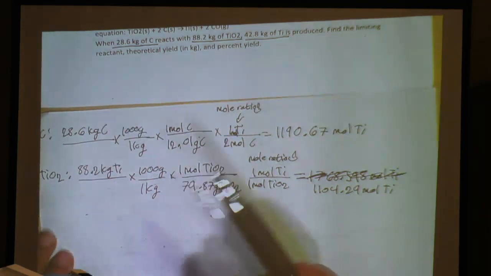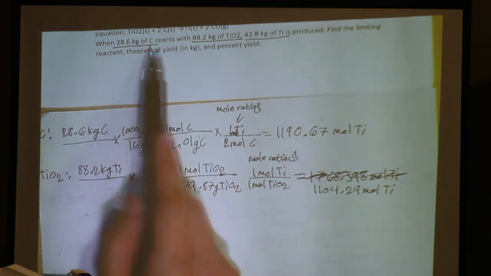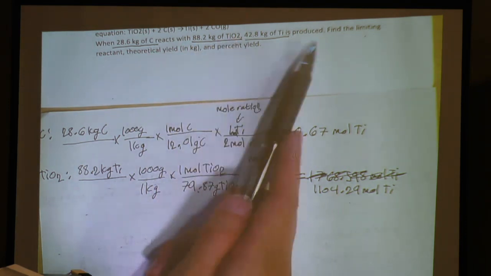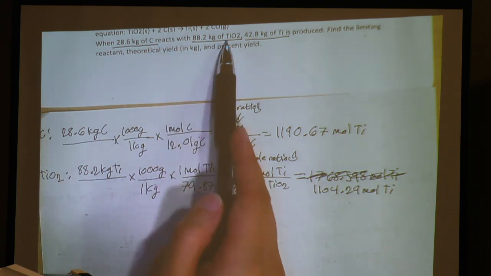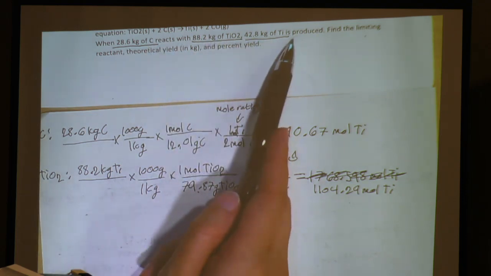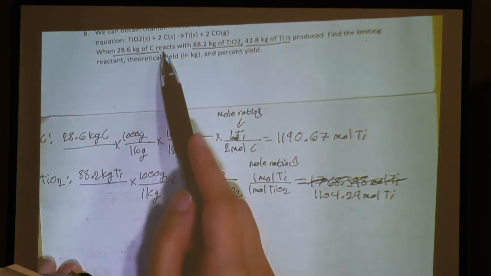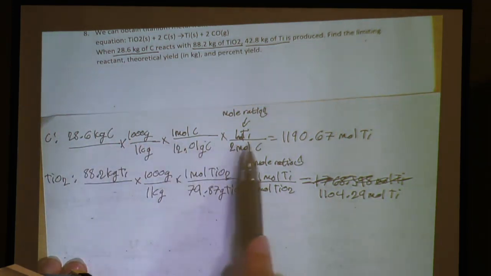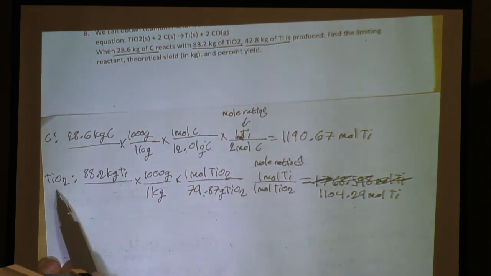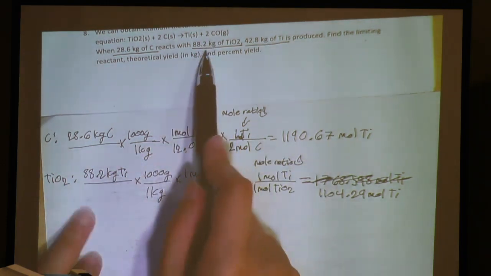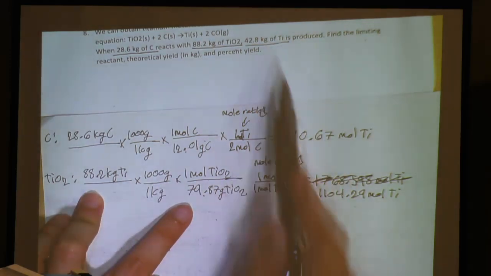So basically, they give us a mass of carbon and a mass of TiO2, and they tell us what's produced. So we want to take what's reacting and convert it into what's being produced. We went through and used our kilograms of carbon and reacted it so that we can produce an amount of titanium. And then we went through the same process for TiO2, using the mass they gave us and manipulating its units into the product of titanium.